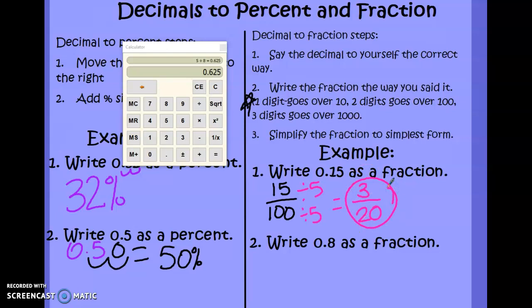Okay, here's my next one. First step is to say it the correct way. So this one would be, I would say, 8/10. I'm going to write it that way, 8/10. Okay, I again can take and simplify. These are both divisible by 2. So 8 divided by 2 is 4. 10 divided by 2 is 5. And that's my answer. Okay, so be careful. Make sure you're saying it the correct way. But if not, you've got a little information up here to help you. Always simplify it.